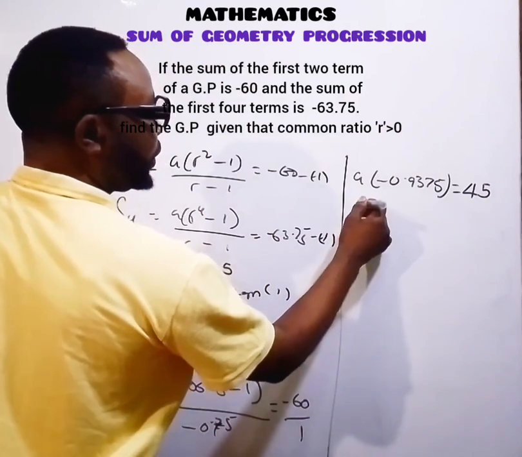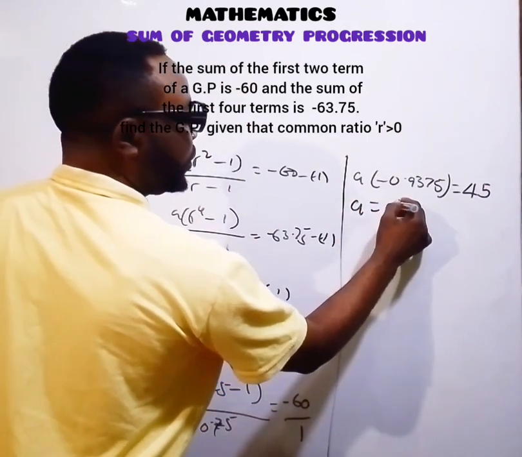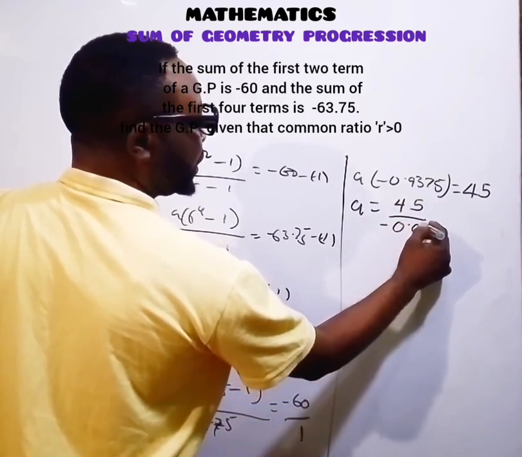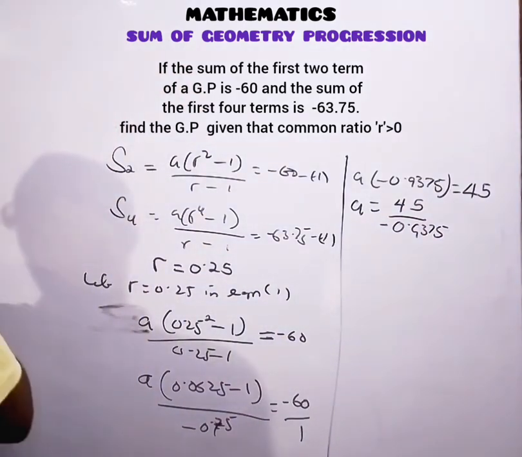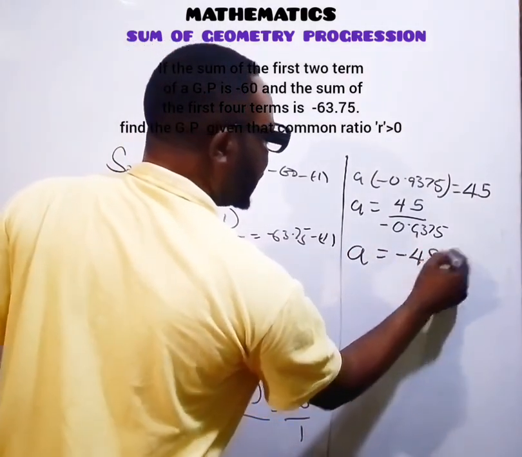Now, for us to find the value of a, we can say that a is equal to 45 all over negative 0.9375. 45 divided by 0.9375 will give us 48. So a is equal to minus 48.